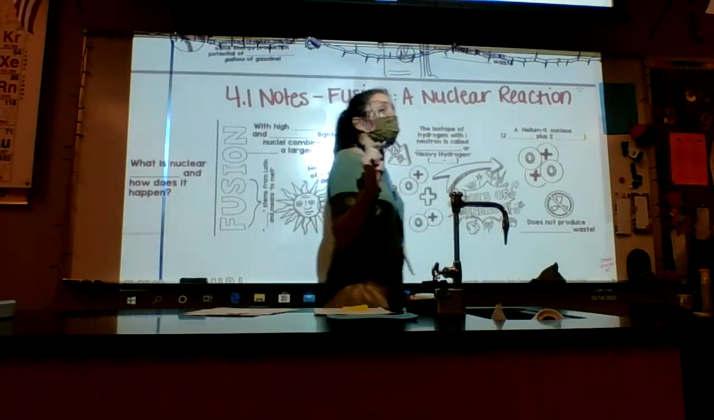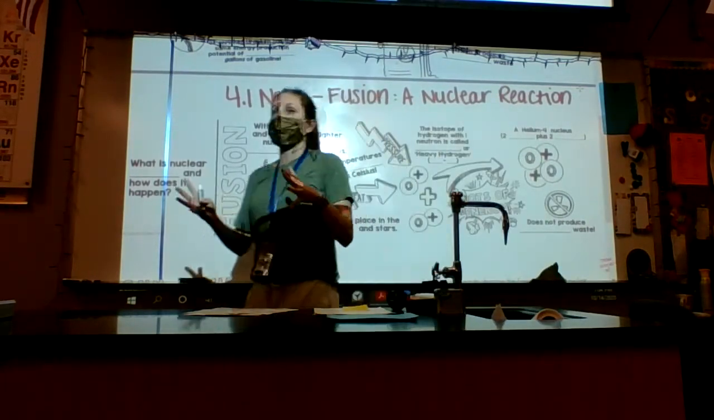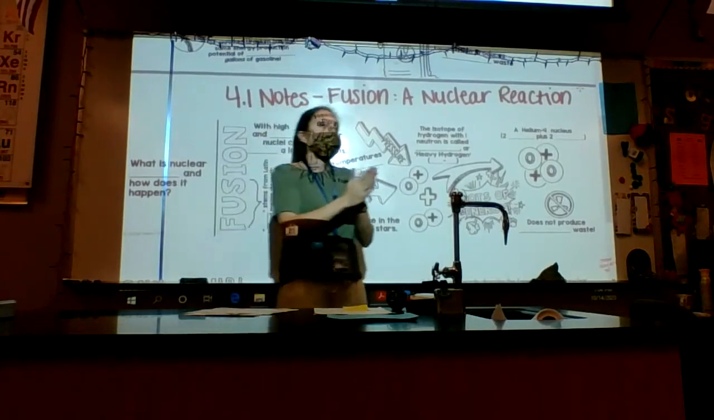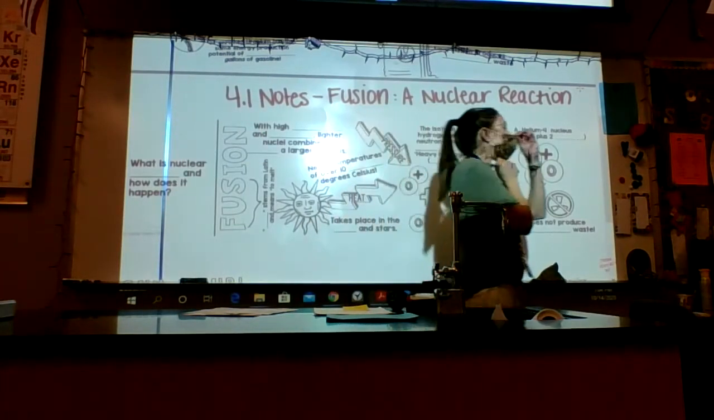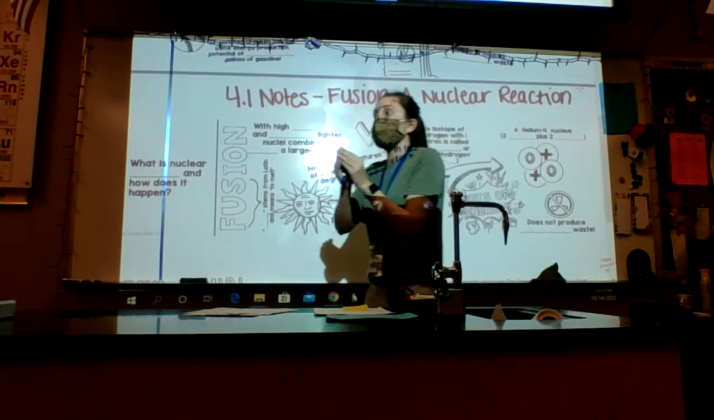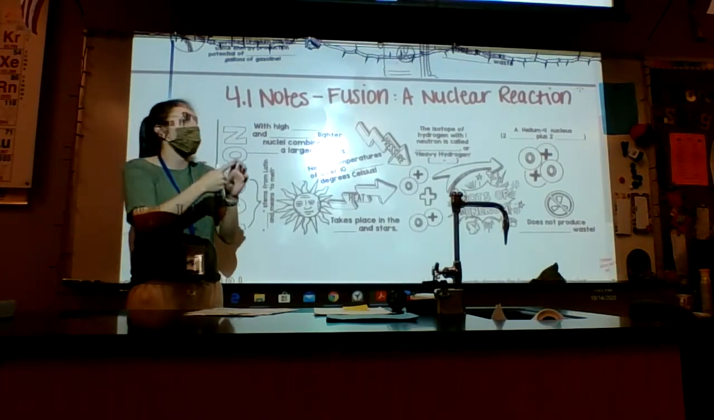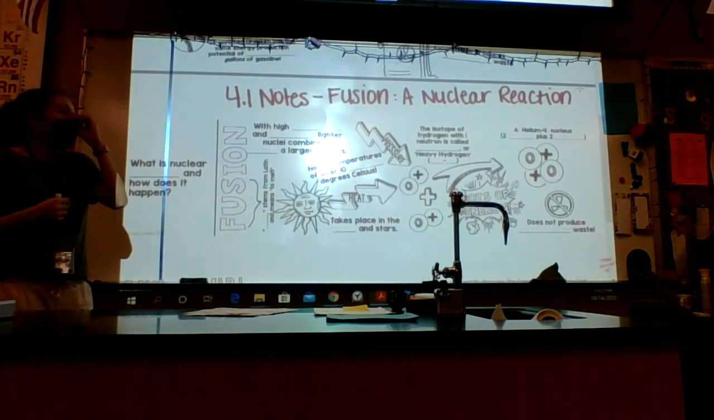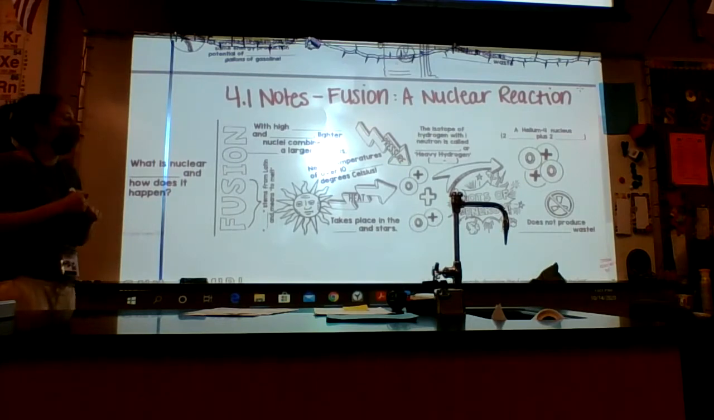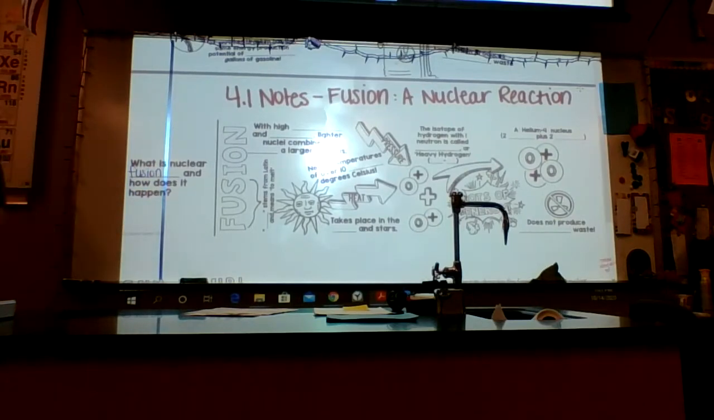Okay, so fusion is the opposite of fission. Fission splits things. Fusion is going to combine things. If you think of the word fuse, like if you fuse together some wires, you're going to bring them together. So fusion is going to combine atoms. 2 small ones combine to form a larger atom. So our driving question today: what is nuclear fusion and how does it happen?